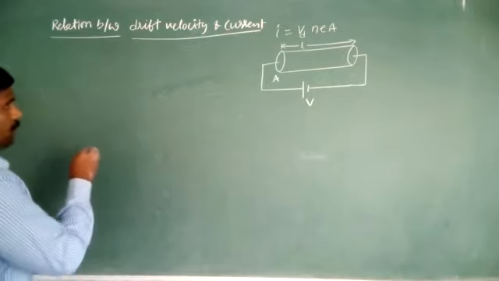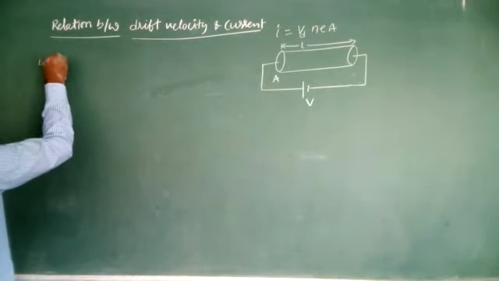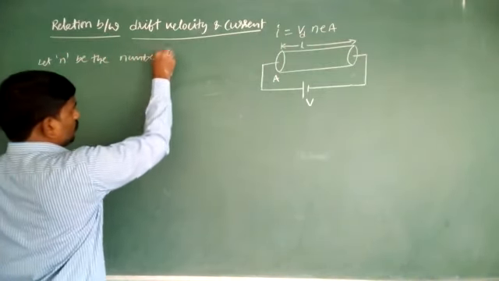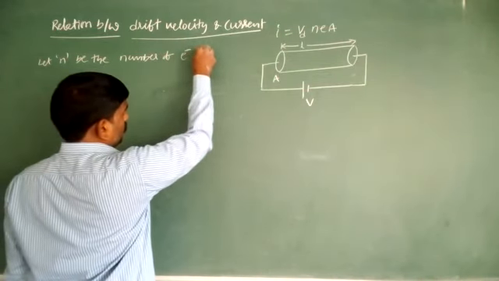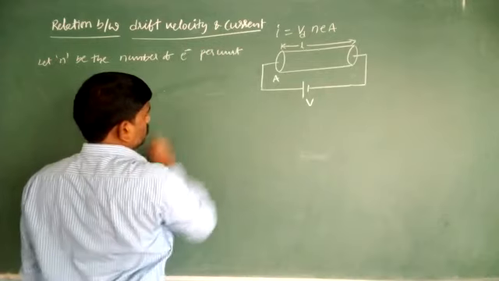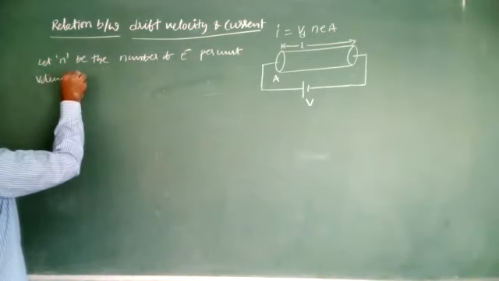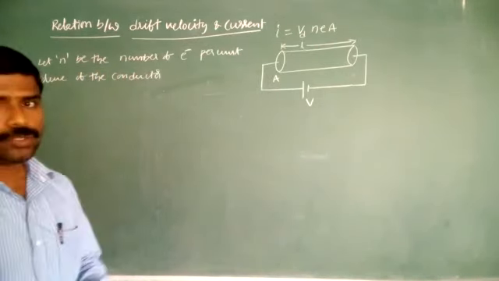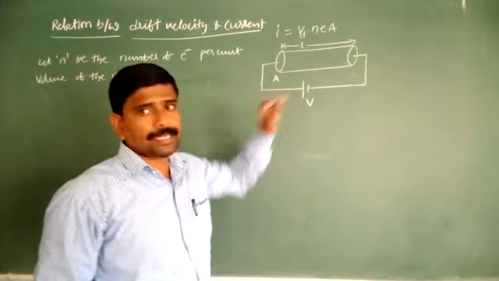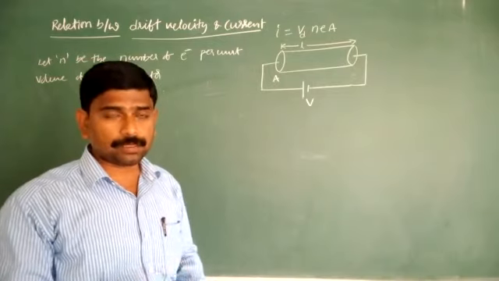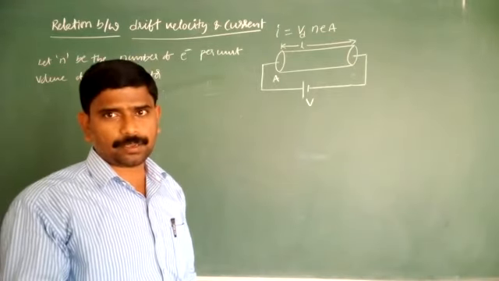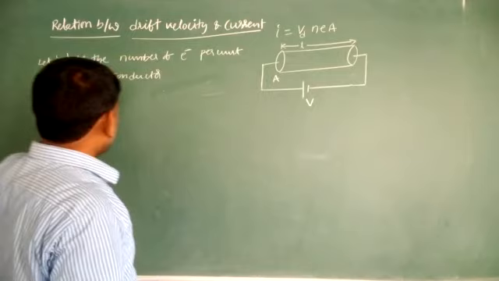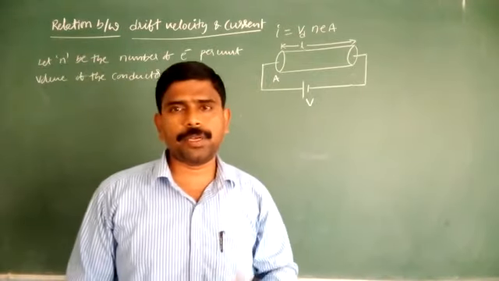Okay, so here I am considering that small n is the number of electrons per unit volume of the conductor. Small n is the number of electrons per unit volume, meaning in 1 meter cube or maybe 1 centimeter cube, how many electrons are contained by that conductor.